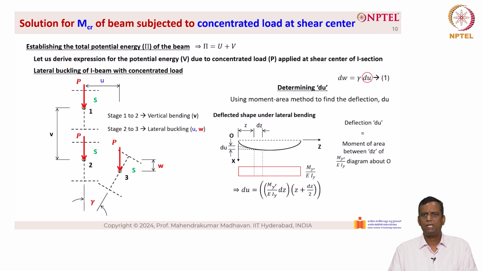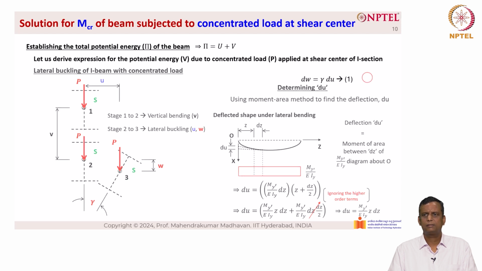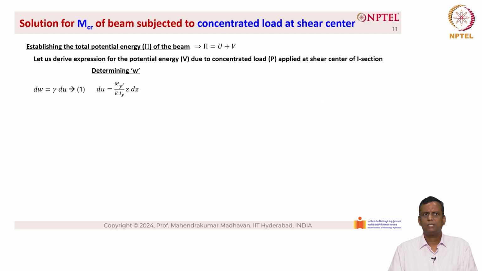So when we do so, we have dU equal to My dash divided by EIy into dz into the lever arm, which is z plus dz by 2. When we expand this equation, the second term can be neglected due to higher order terms. So we have dU equal to My dash divided by EIy into z into dz. Now that can be substituted in equation 1. When we do so, we have dW equal to gamma into My dash divided by EIy into z into dz.